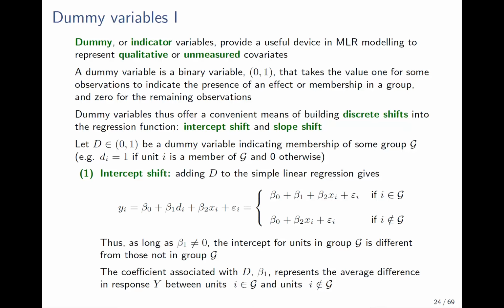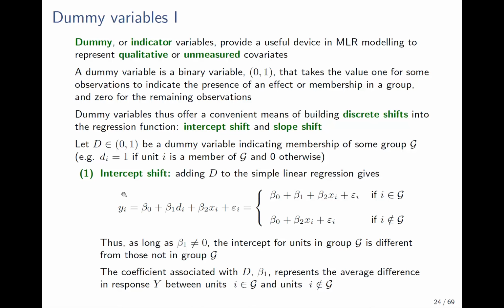So a dummy variable is a binary variable. It takes the value of 0 or 1, taking the value of 1 for observations where some effect is present, or where the observation belongs to some group, and 0 otherwise. Now, dummies offer a convenient way of building discrete shifts into the regression function, and there are two kinds of shifts that we can look at, an intercept shift and a slope shift, and we'll now just talk about each of these.